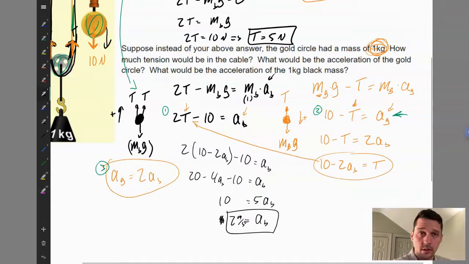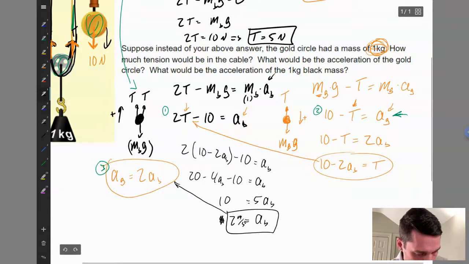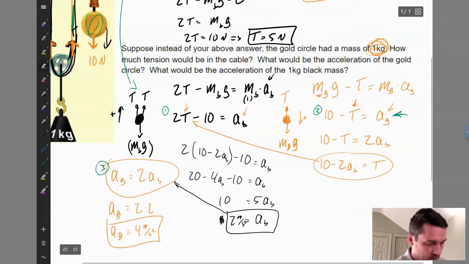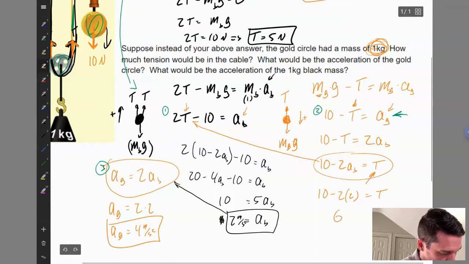Now we've actually solved for a real value for one of the things, and we can start plugging back into everything else. So let's plug that back into there. So the acceleration of the gold thing is going to be twice that. So it's going to be 2 times 2. So the acceleration of the gold thing is going to be 4 meters per second squared. And if we wanted to, we could then also find the tension. So 10 minus 2 times the acceleration of the black thing, which was 2, equals tension. 10 minus 4 is 6 newtons is the tension.